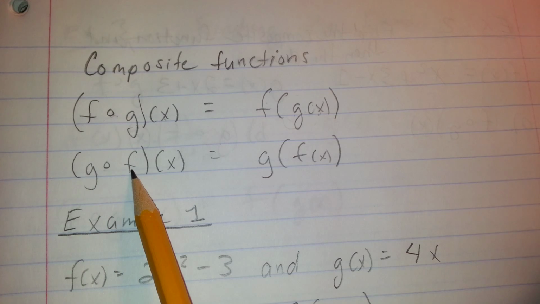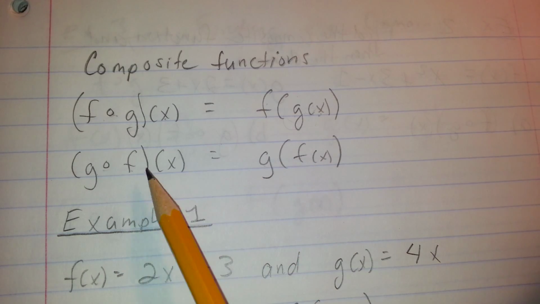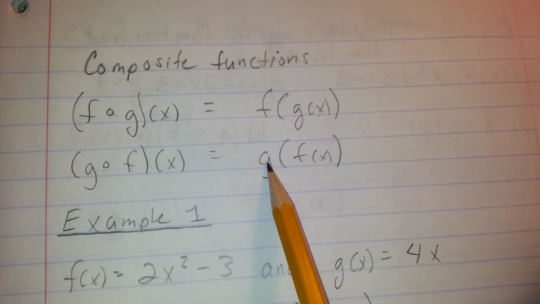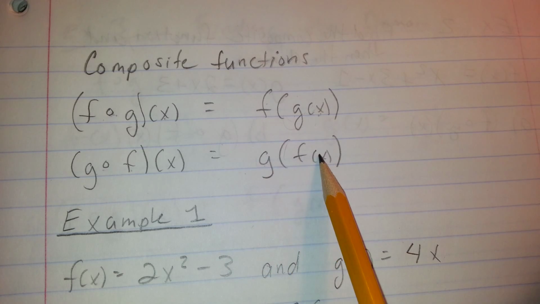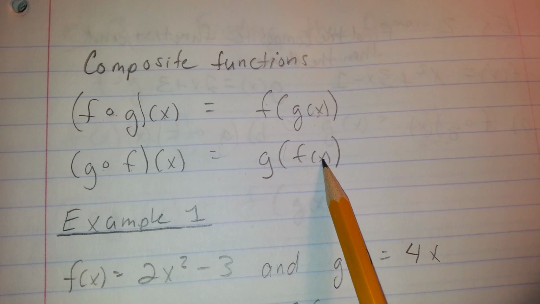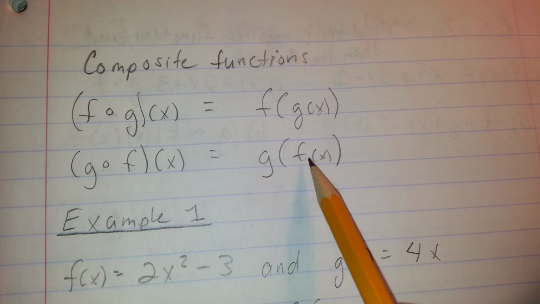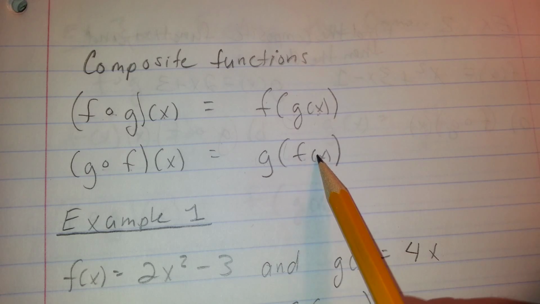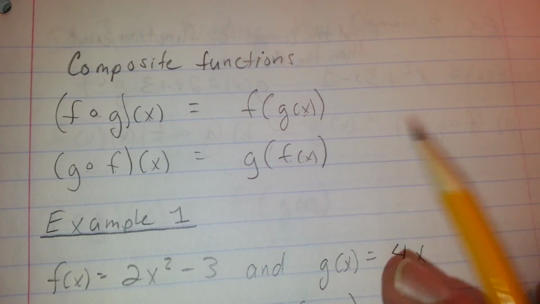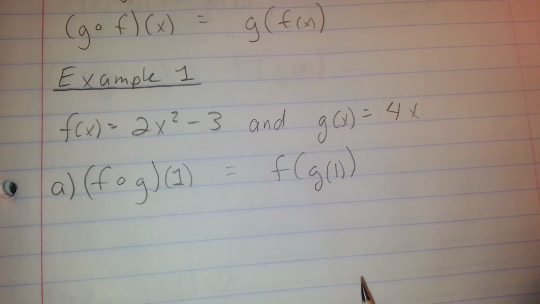G composed of f is basically, f is the inside function now. So g is made up of f of x. I plug in an input for x and run it through f of x. I get an output, and that output of f of x is the input for g. Okay? All right, so let's look at an example here.